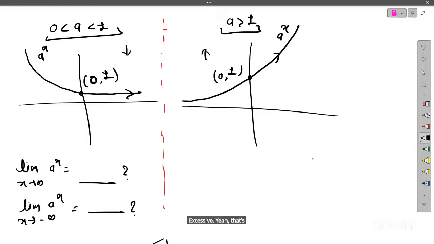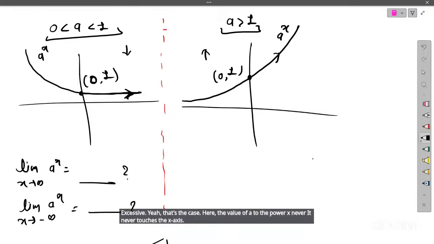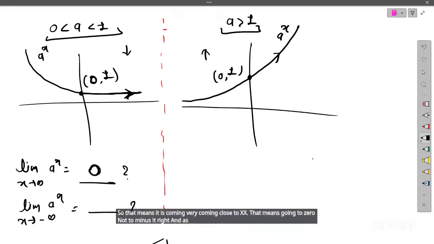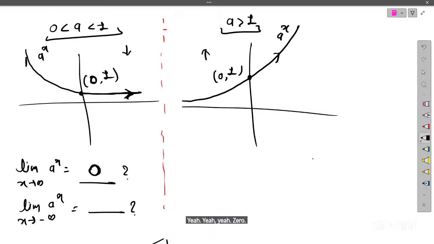Here, the value of a to the power x never touches the x-axis. That means it is coming close to the x-axis, so it's going to 0, not to minus infinity. And as x goes to minus infinity, it's going towards 0. And as x goes to infinity, it goes to infinity.